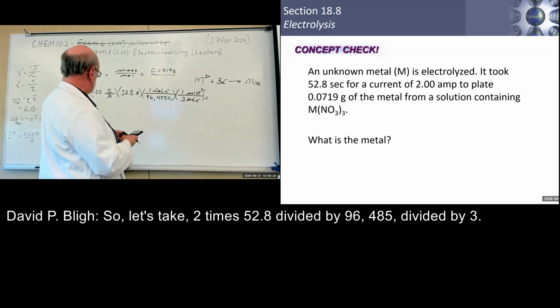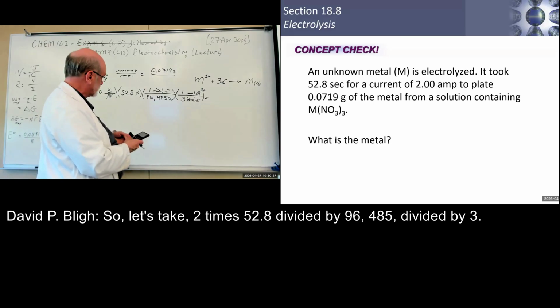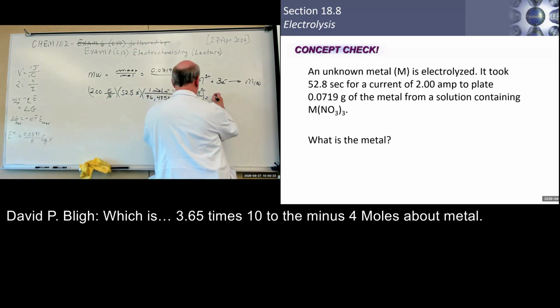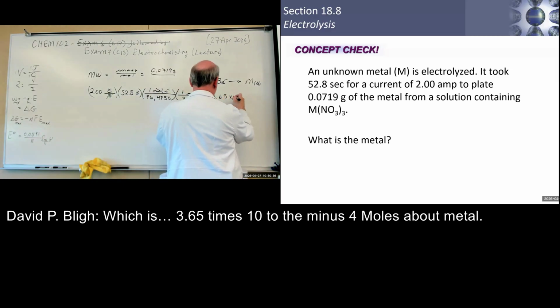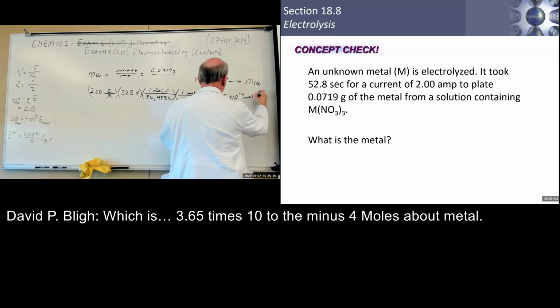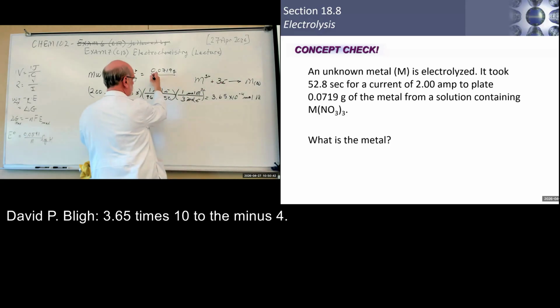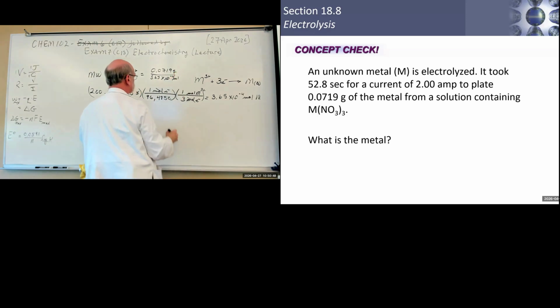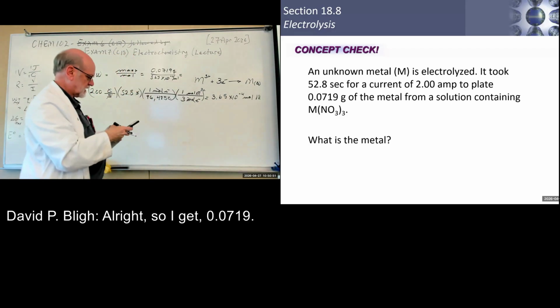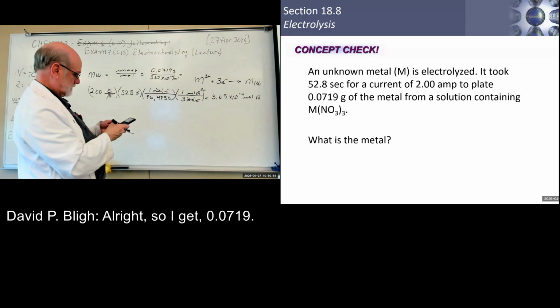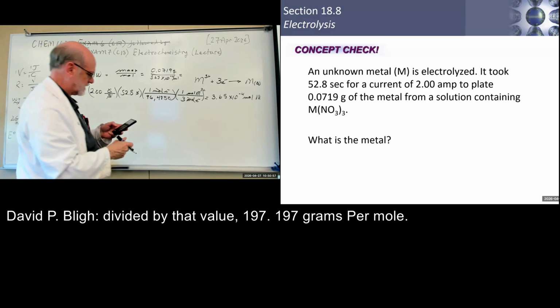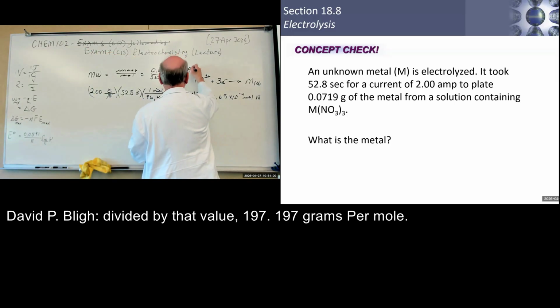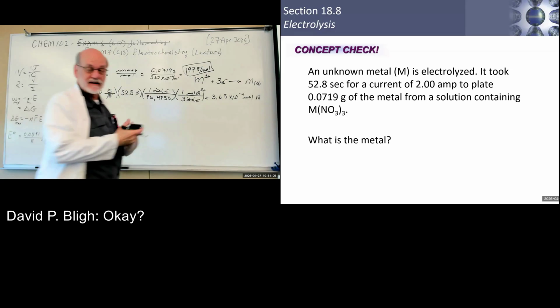So let's take 2 times 52.8 divided by 96,485 divided by 3, which is 3.65 times 10 to the -4 moles of metal. All right, so I get 0.0719 divided by that value, 197 grams per mole.